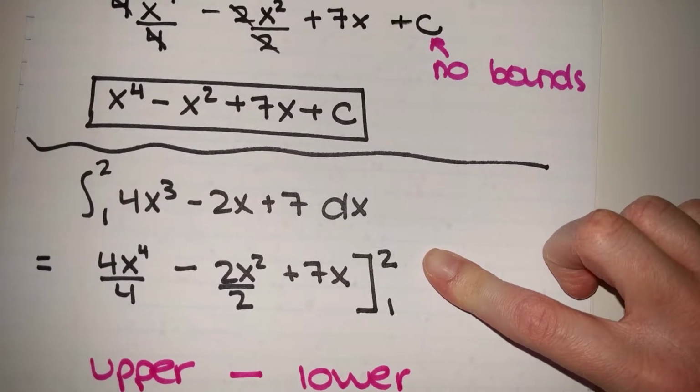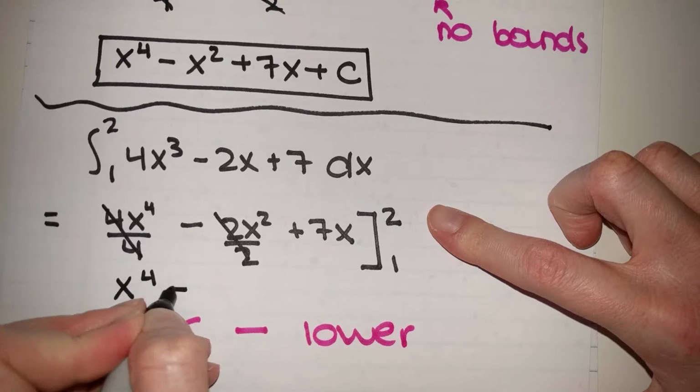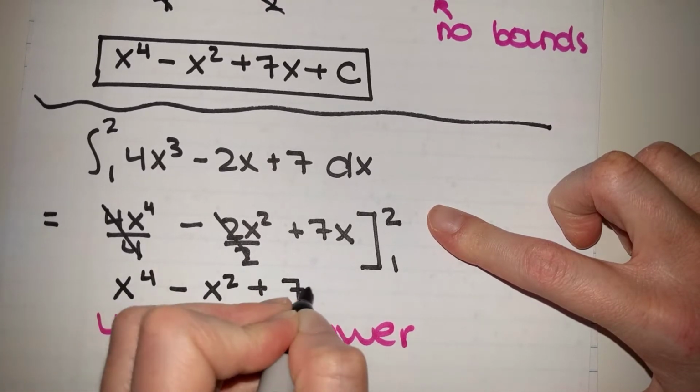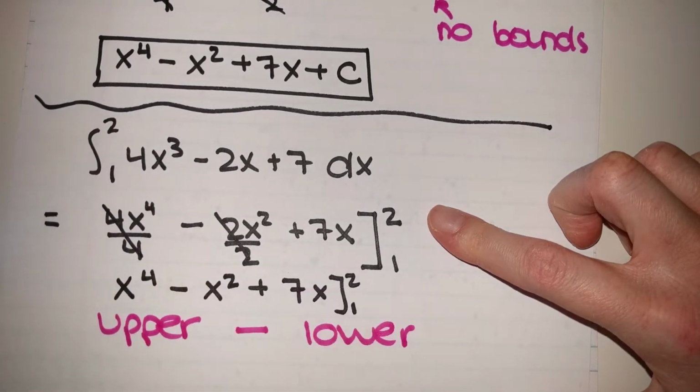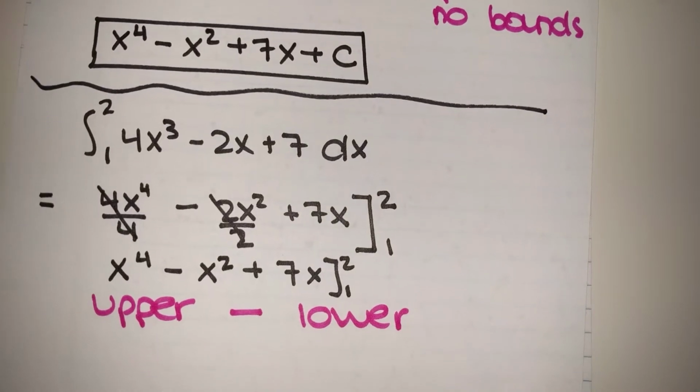Now, before you go plugging things in, you want to simplify. So the 4's cancel out, the 2's cancel out. You have x to the fourth minus x squared plus 7x, and then 1 to 2. Okay, so the key with this is to be super duper careful about your simplification and what is getting distributed.